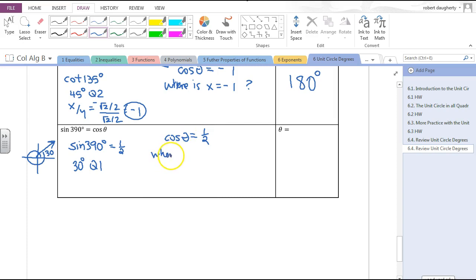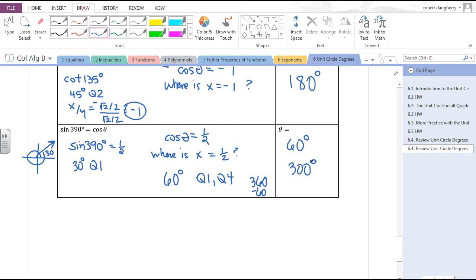This now becomes a question, where is x equal to 1/2? I'll go back to my unit circle. Where do I see x-coordinates of 1/2? That happens at 60 degrees. And it's positive. Where is the cosine positive? Cosine is positive in quadrants 1 and 4. A 60-degree angle in quadrant 1, that's pretty easy. A 60-degree angle in quadrant 4 is going to be 360 minus 60. So that's 300 degrees.